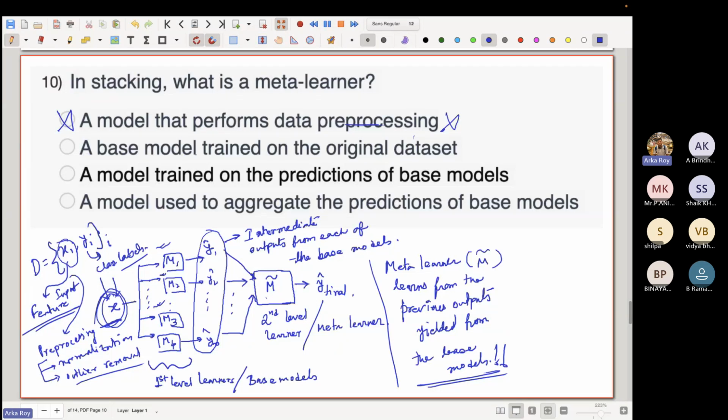Then a base model trained on original data set. So it is meta learner. So meta learner is basically the second level learner. However, the first level learners are called the base models. So anyway, a second level learner cannot be a base model. So therefore, what is the meta learner? It is a base model trained on original data set.